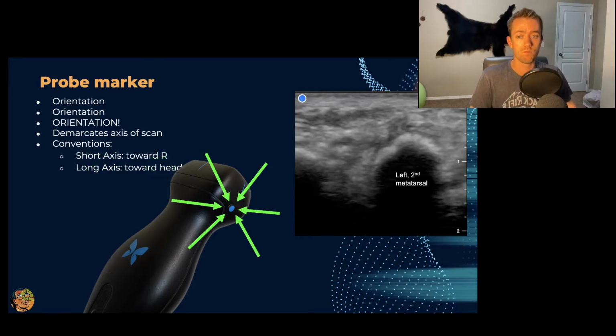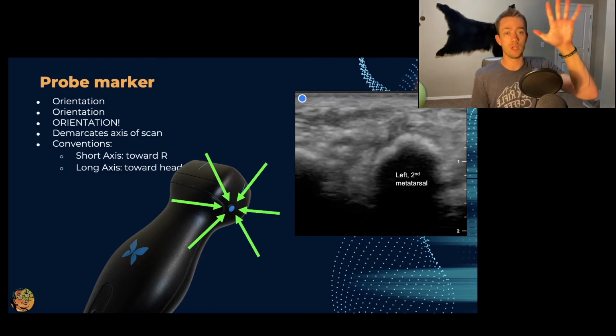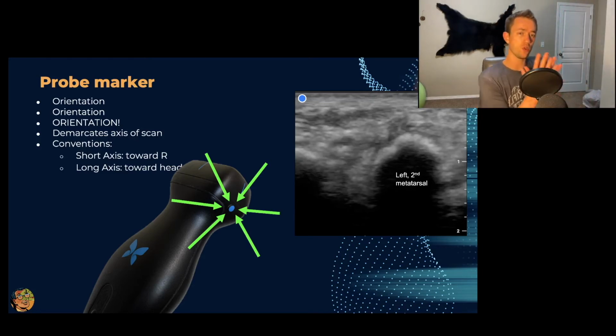So why do we care? Orientation. Also, this probe marker demarcates the axis of the scan. The probe sends out an array of sound waves in a two-dimensional slice, a flat kind of cone, and the marker demarcates the axis of that scan. That's going to be really important when we get further down the road.